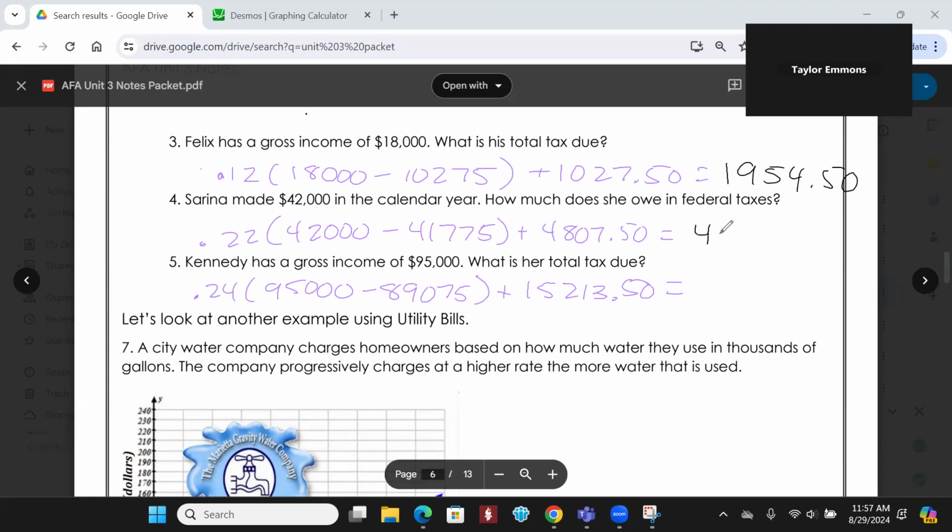All right. Correct me if I'm wrong. 4,857. I'm doing it on my phone calculator. So check me.